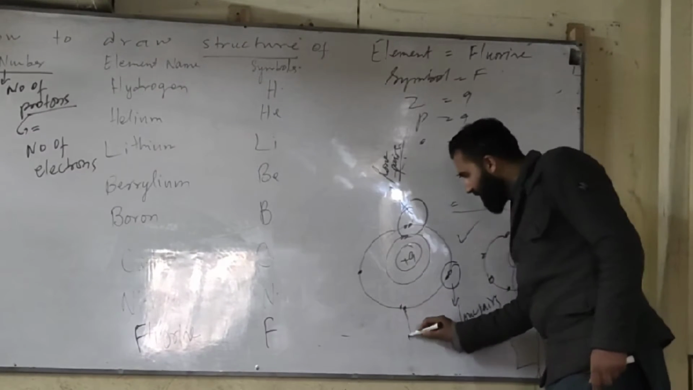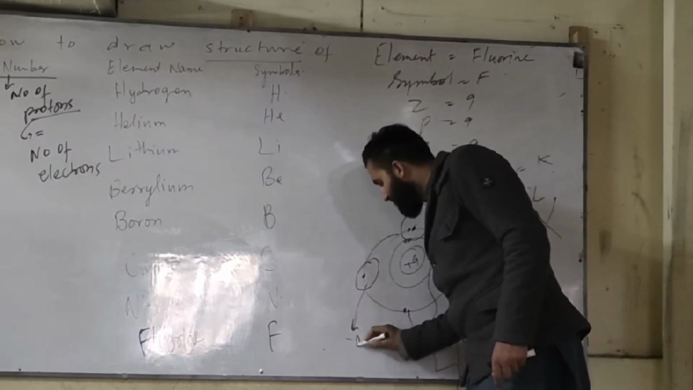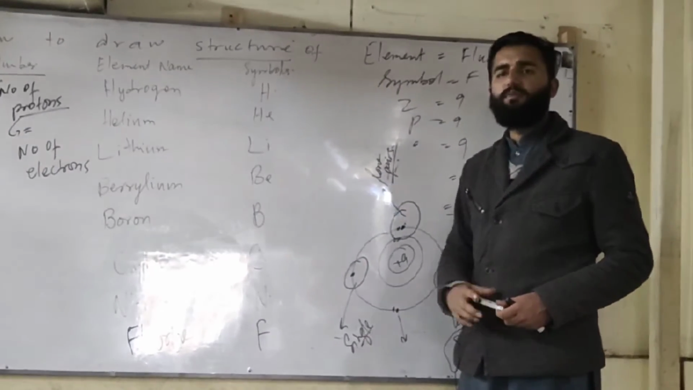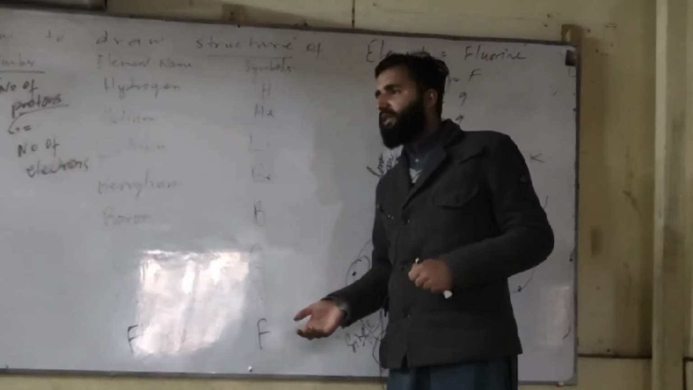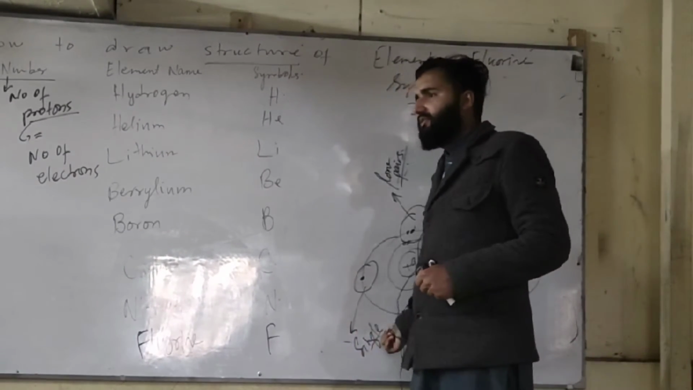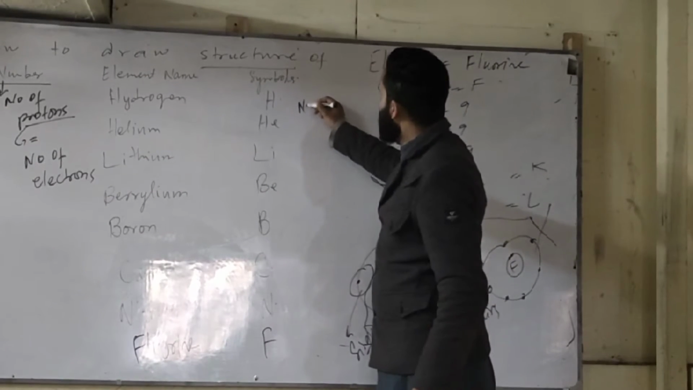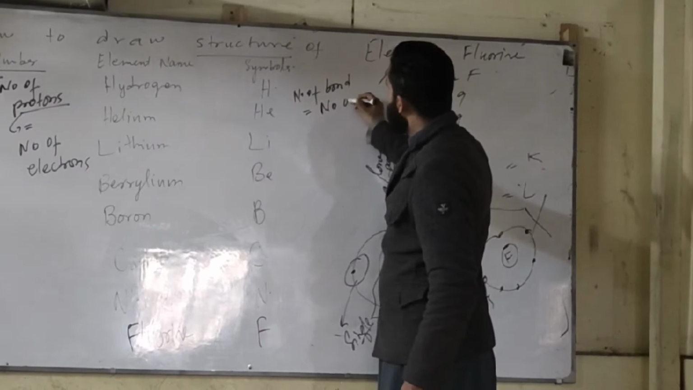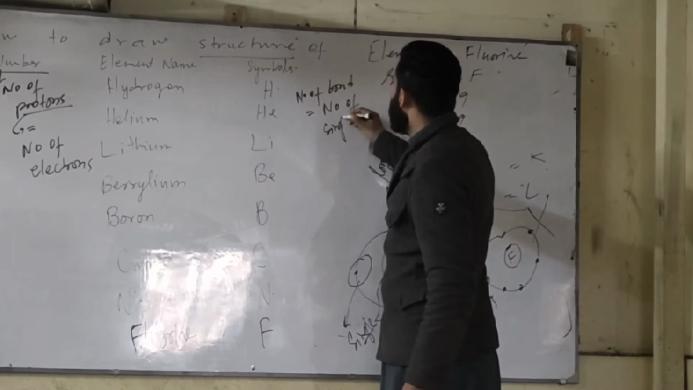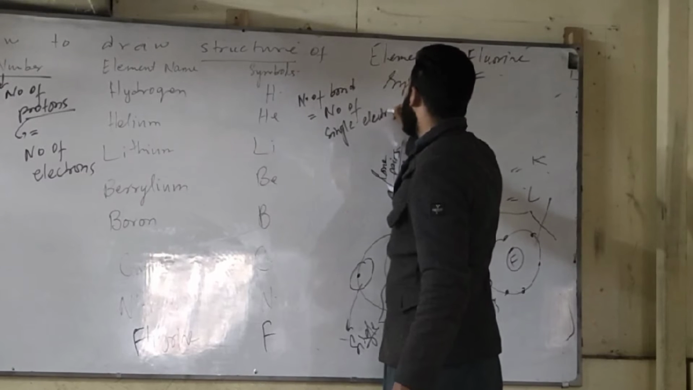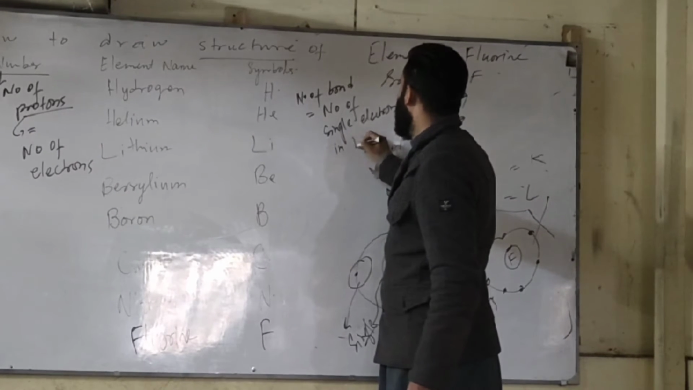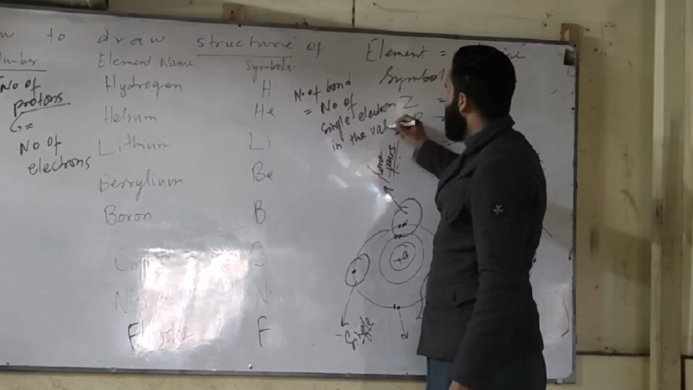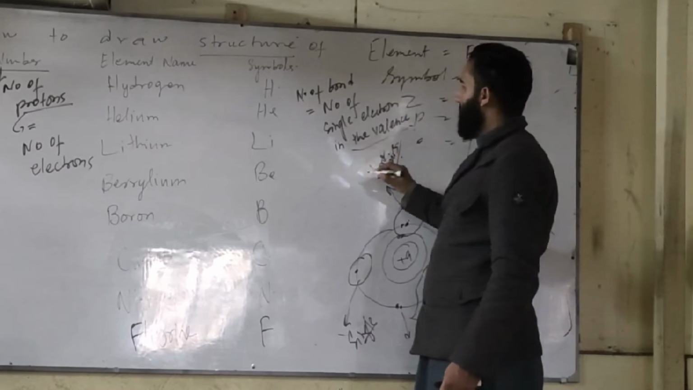And this electron is called a single electron. The number of single electrons determines the formation of bonds. Okay, sir, clear? Yes, sir. The number of bonds is always equal to the number of single electrons in the valence shell. Valence means outermost. Okay, valence shell. Is it clear for you? Yes, sir.